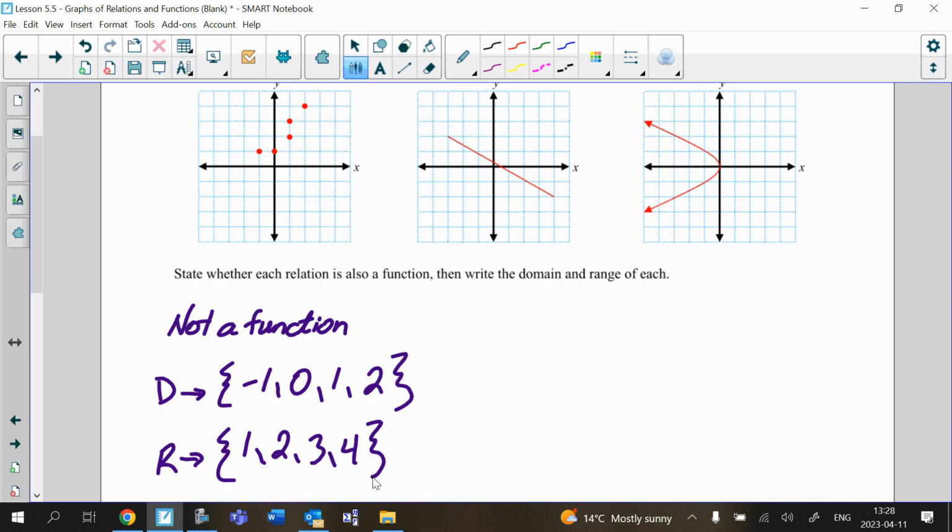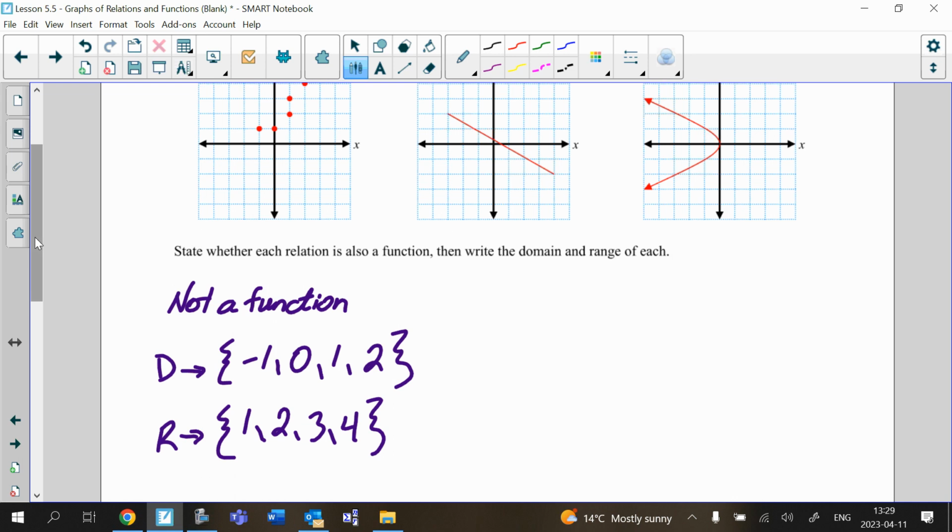Before we answer whether this one's a function or not, let's do the domain. How many points are on this graph? 6? 5? 3? 4? There's a point here, and here, and here. How many points? Infinity. An infinite number of points.